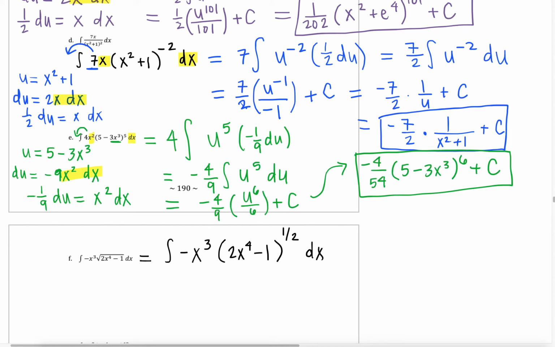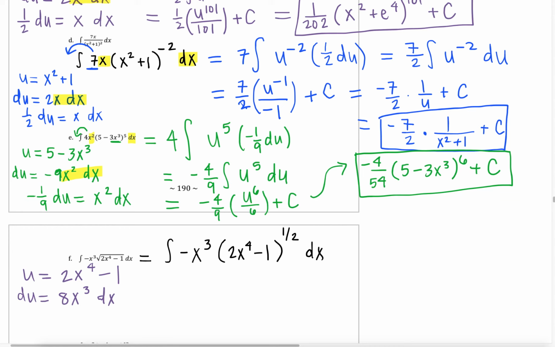From here, why don't you guys pause the video and decide on what our u will be equal to, and then find your du, and we'll check that together. So for this example, our u is going to be 2x to the 4th minus 1. So our du would be 8x cubed dx then. Now that we have our u, why don't you guys pause the video and reset up this integral all in terms of u, and then we'll check that together before we integrate.